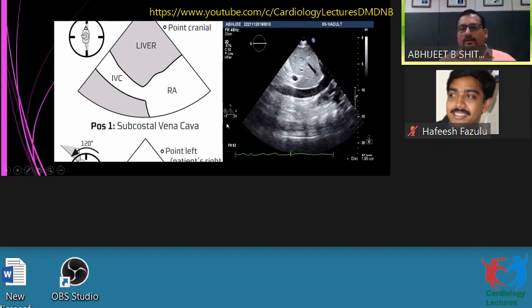So you can see here, this is the liver in the near field. In the far field there is the lung or the liver shadows, and then there is an IVC in between. So the IVC is joining into the RA. RA, IVC, and the liver on both the sides.